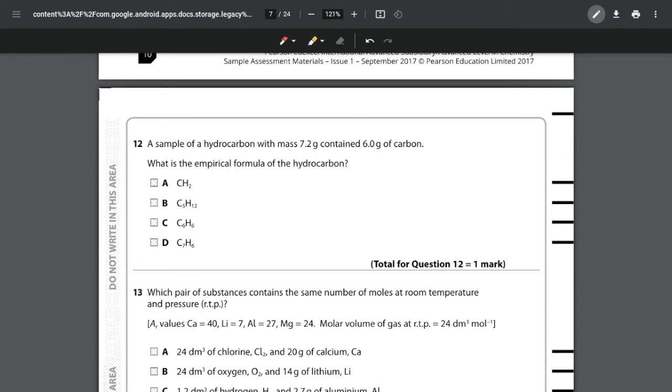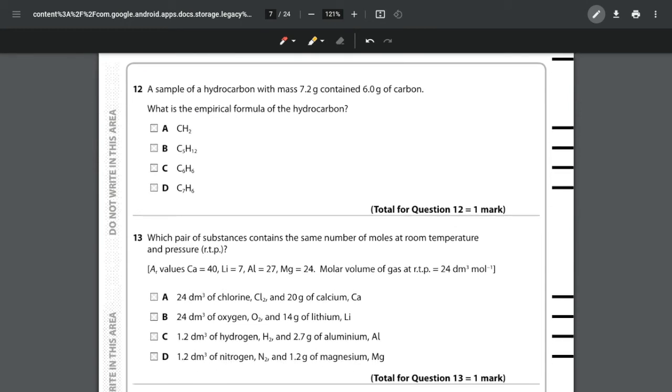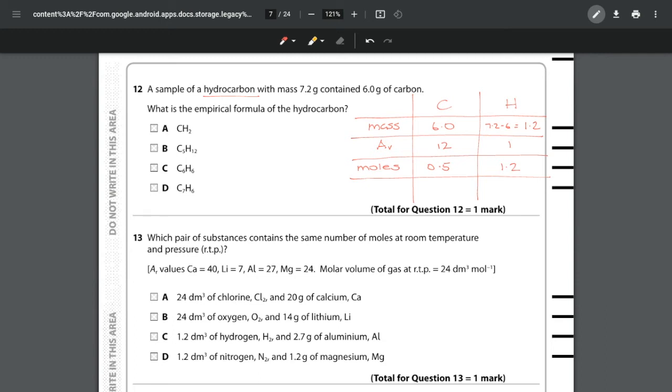For question 12, we've got another calculation where we have an empirical formula with a hydrocarbon. So we've got a mass of 7.2 and it contains 6 grams of carbon. So you want to be writing out a table here. So you're going to have your elements, which are carbon and hydrogen, because of course it is a hydrocarbon. You know your masses, which is going to be 6 of the carbon, and for the mass of the hydrogen, it must be the remaining, so that would be your 7.2 take away 6, which gives you 1.2. You know your molar masses are 12 and 1, so you can now work out your number of moles. And your number of moles of the carbon is 0.5, and your number of moles of the hydrogen is 1.2, because remember your moles is mass divided by the MR.